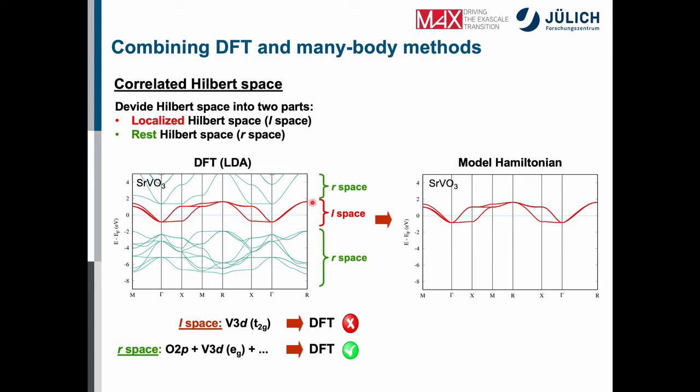The other electrons are in the rest space, which we call R space here, and the correlated subspace is called L space. For the R space, we would use, for example, DFT, and for the L space, we would use the Hubbard model.